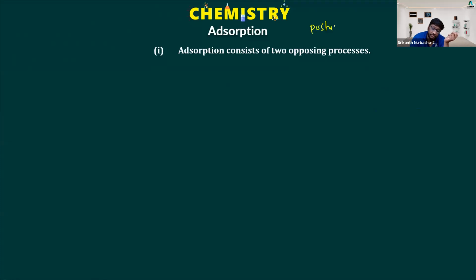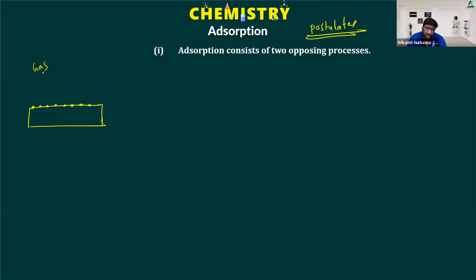Postulates, you can say. The first postulate of Langmuir adsorption isotherm is, in the adsorption there are two opposing forces. What are the two opposing factors? One is condensation, the other is evaporation. So this is a metallic surface and this is the surface of that particular solid. If you consider the rate of condensation, gas molecules are there above, and here you have the surface points, the gas should come and stick to the surface.